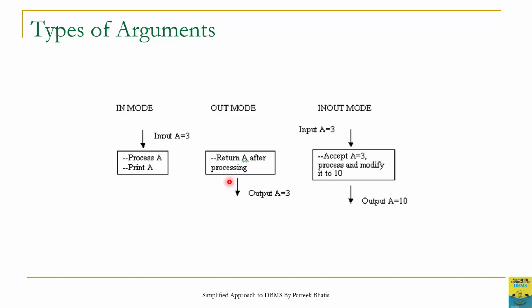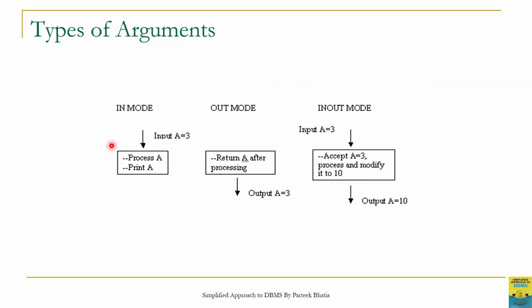Out mode is used to return the value of an argument after its processing. Here after processing the argument, we are returning its value to the calling environment through out mode of argument. Third and last mode of argument is in out. In this mode, initial value of the parameter is passed to the subprogram. This subprogram will accept the value, process its value, and modify it to a new value. This modified or updated value of the argument is also returned to the calling environment through in out mode.